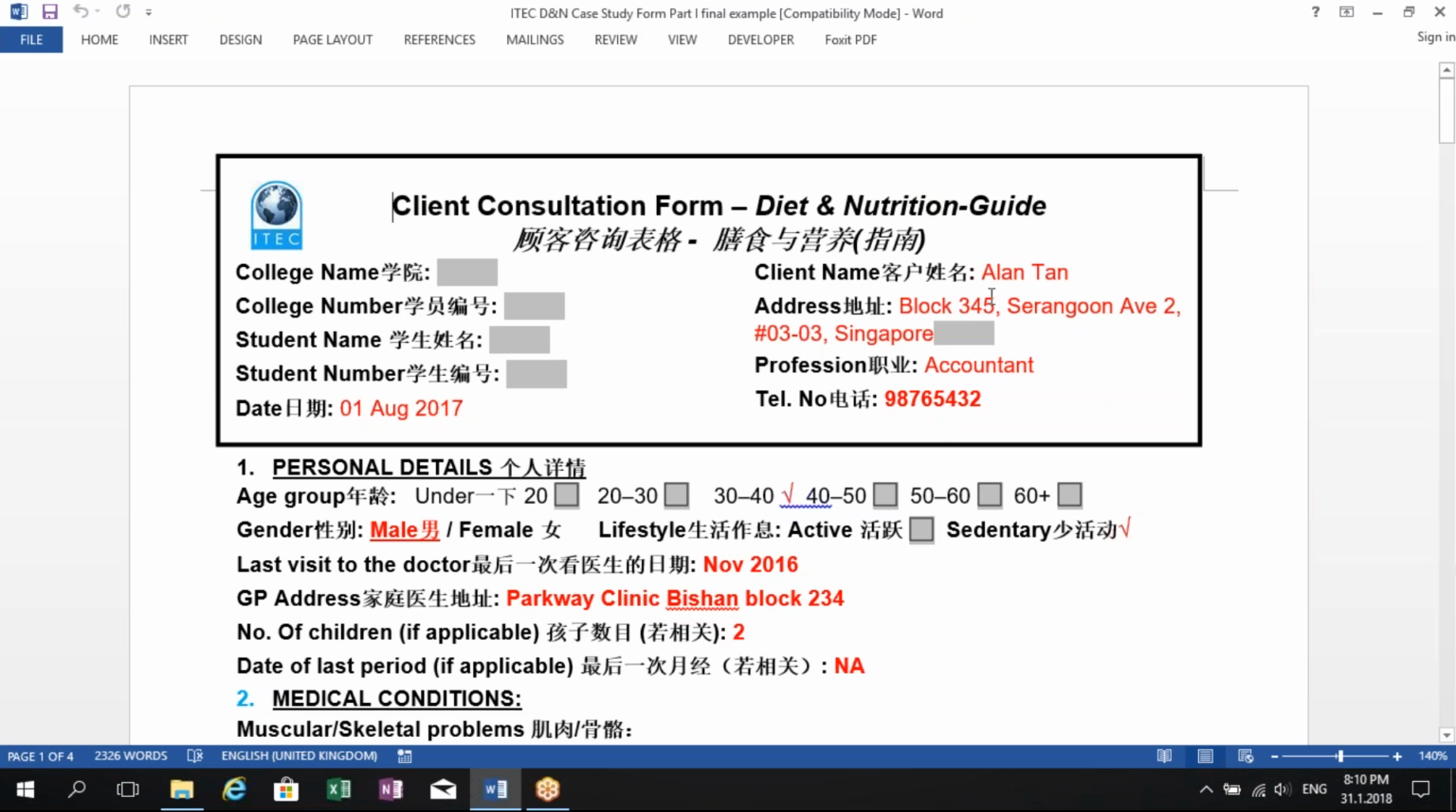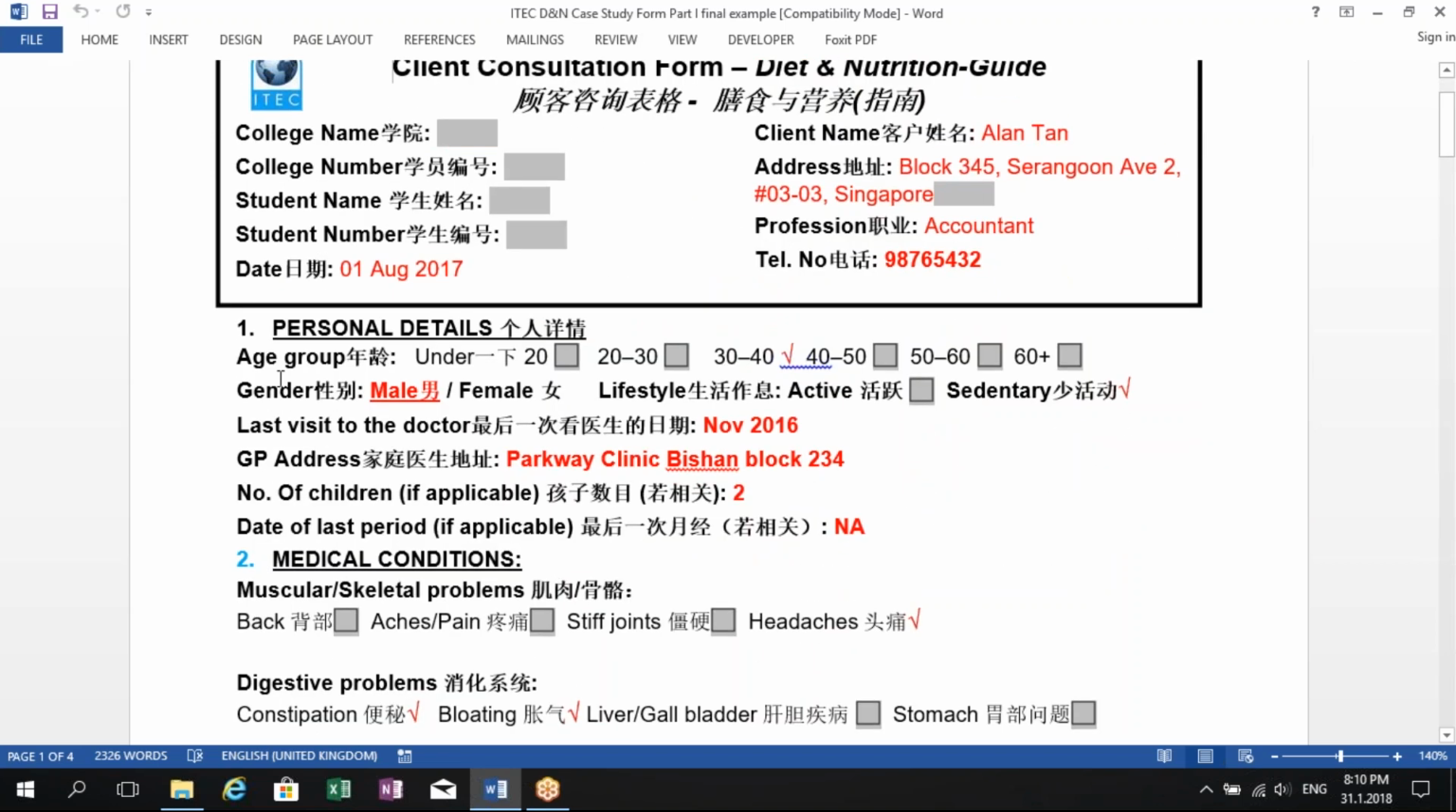Client's name is your client's name. Client's address, it should look like an address. We will not verify whether it is real or not, but it must look like an address. Profession: if it's a homemaker, then you put homemaker. If retiree, then retiree. Telephone number must look like a telephone number. Even a Malaysian one can be used.